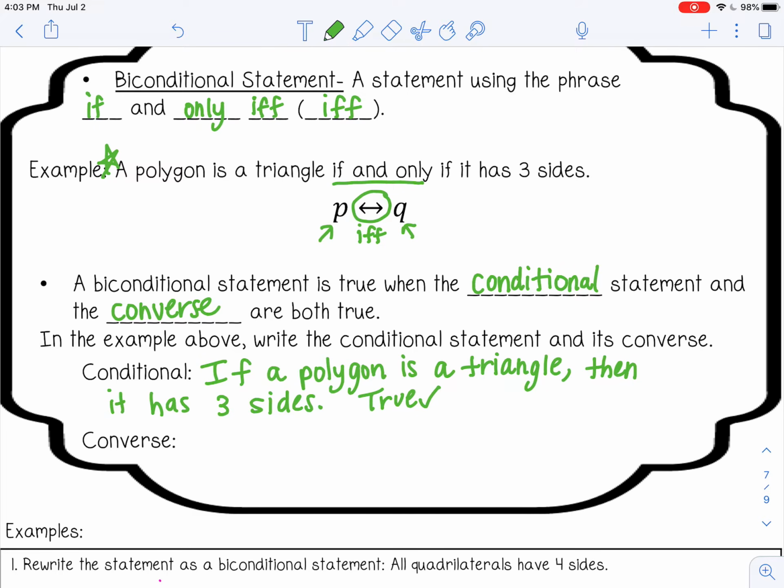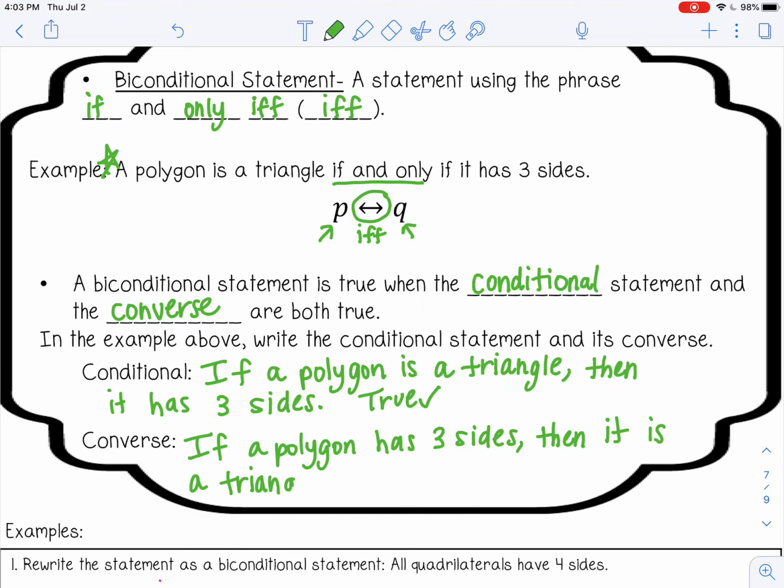And then the converse, remember, is switching the hypothesis and the conclusion. So I could write, if a polygon has 3 sides, then it is a triangle. And that is also true. So because my conditional statement is true and the converse is true, that means that the biconditional statement is true. All right, so let's try some examples.